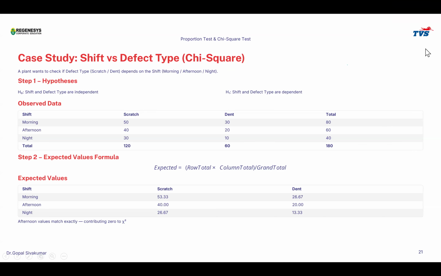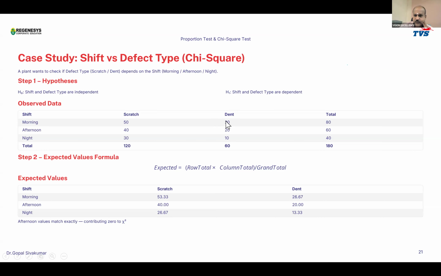Correct, 53 into 120... it is coming as 53.33. Are you getting it, all of you? Yes, sir. This is the formula for calculating the expected value. In the same manner, please do try it for morning shift dent also.